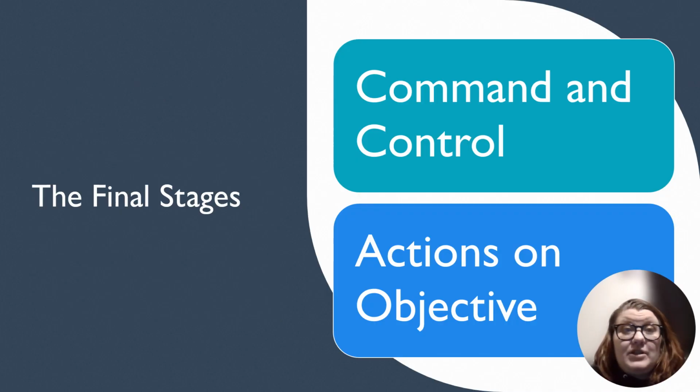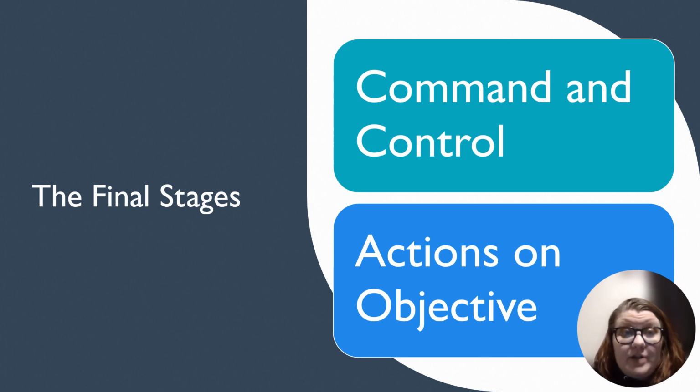And the final stages, command and control and actions on objective. Command and control is the stage where the attacker is able to gain control of the organization's systems. The attacker can access privileged accounts and perform brute force attacks. The attackers can also change permissions, which will allow them to take over additional aspects of the systems.